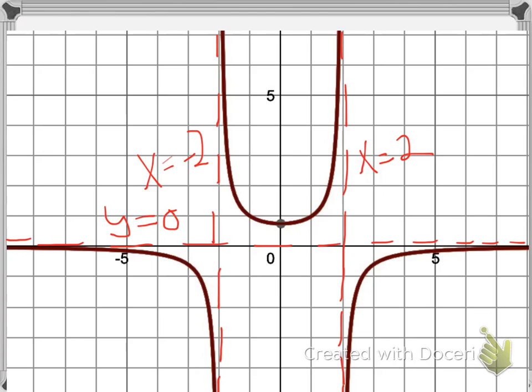So you're allowed to use Desmos, but you still have to be able to find all the asymptotes and all the holes. So that's the example for the graphing.